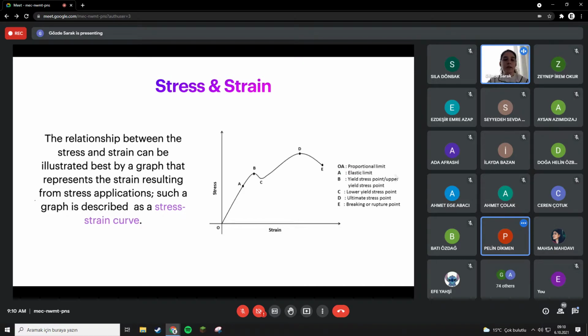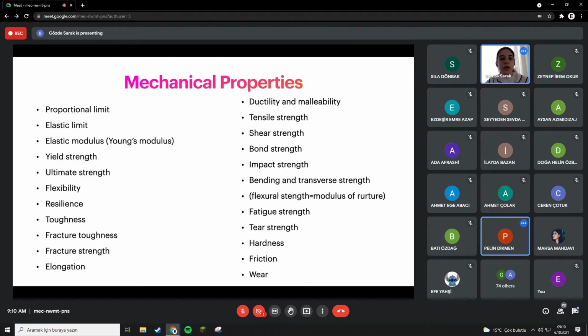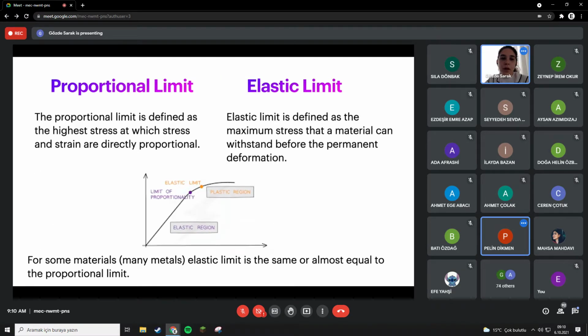This graph illustrates the strain resulting from a stress application, known as a stress-strain curve. It is the finest way to illustrate the relationship between stress and strain. Now we will go through each of these features in further depth.